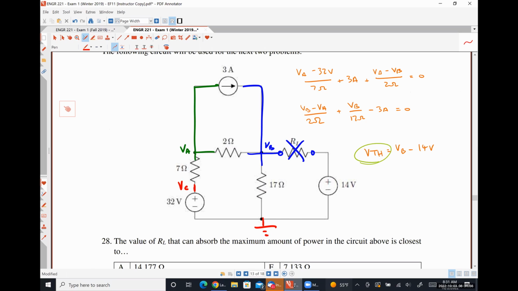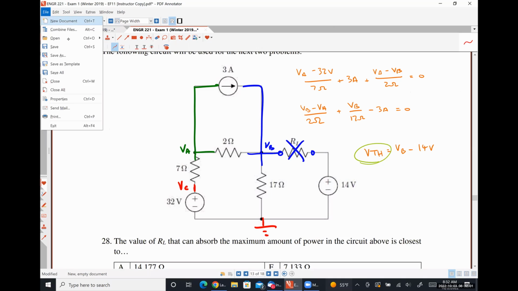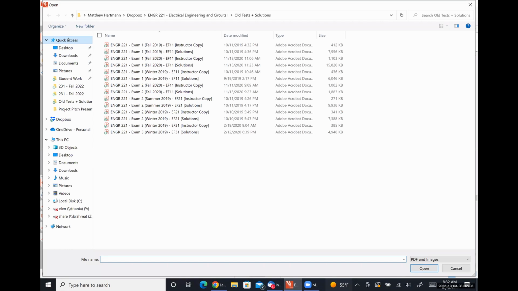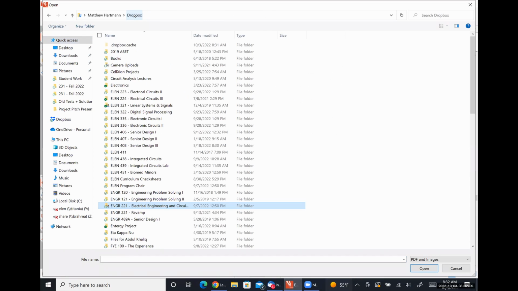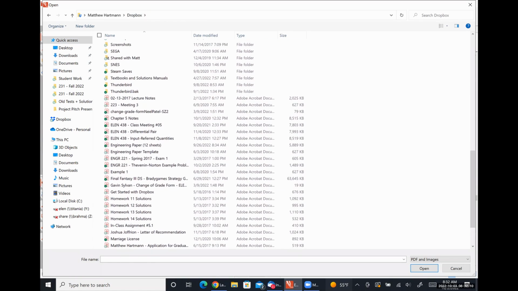So just the generic equations for them. All right. Open Dropbox engineering paper 12 sheets.